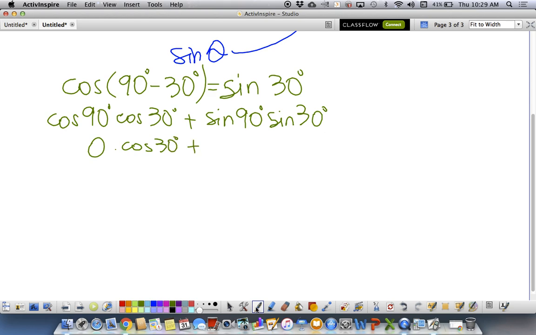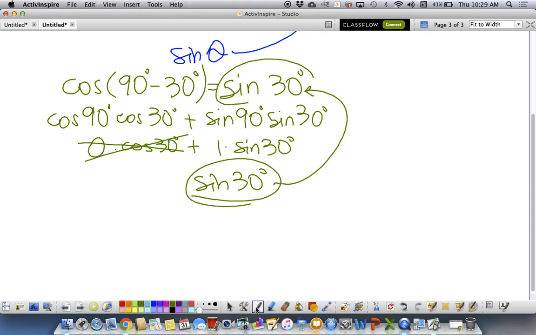What's sine 90 again? 1. 1 times sine 30. This is a big 0. This is simply sine 30. What's 90 minus 30? 60. So you're telling me that cosine 60 equals sine 30. They're what, Ryan? They are co-functions. You just verified, if I was in geometry I would say proved, co-functions.